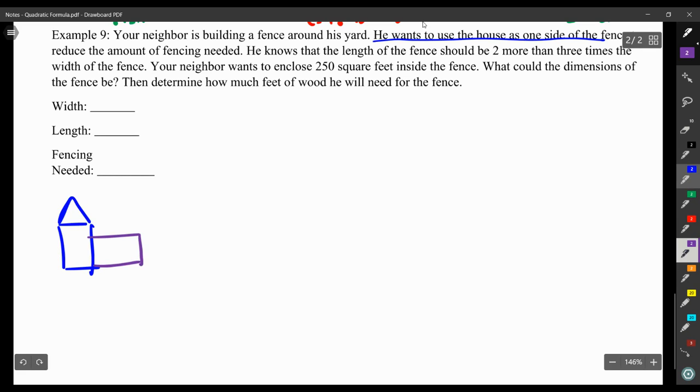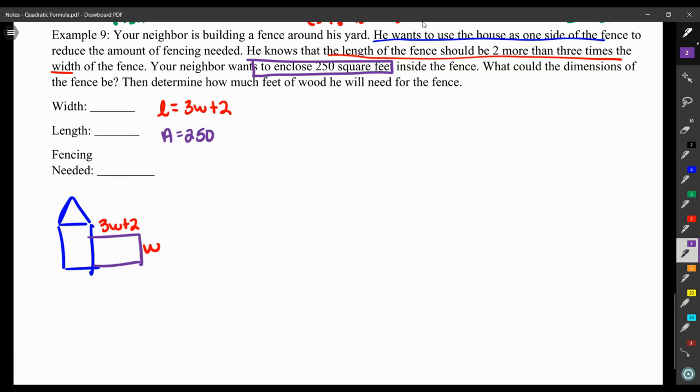So what else he knows is that the length of the fence should be 2 more than 3 times the width. So if this is the width, that means my length will have to be 2 more than 3 times the width. So 3 times the width plus 2. That has to be my length. I also know, finally, that he wants to enclose 250 square feet inside. That's the area. Enclosing 250 square feet is the area. If it was 250 around, that would be the perimeter.